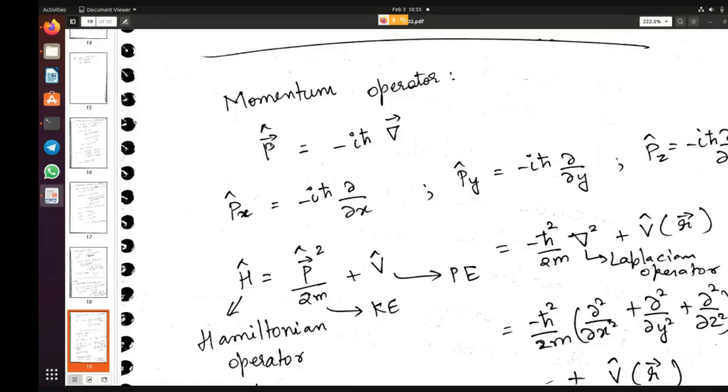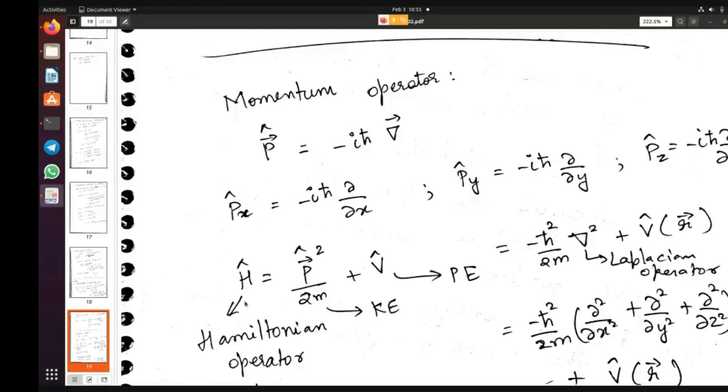Okay, so this is the momentum operator, and the momentum operator is given by minus i h cross del. And what is the del operator? The del operator is dou by dou x plus dou by dou y plus dou by dou z. So px is minus i h cross dou by dou x, py is minus i h cross dou by dou y, and pz is minus i h cross dou by dou z.